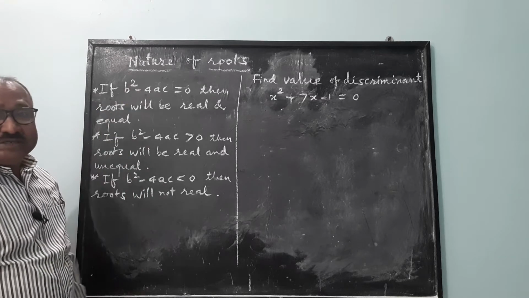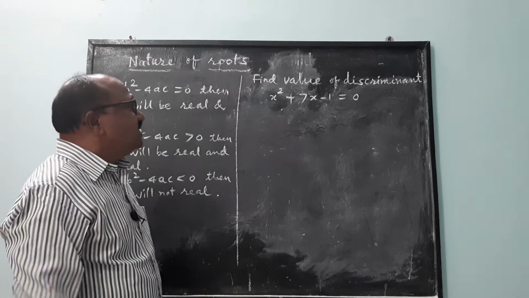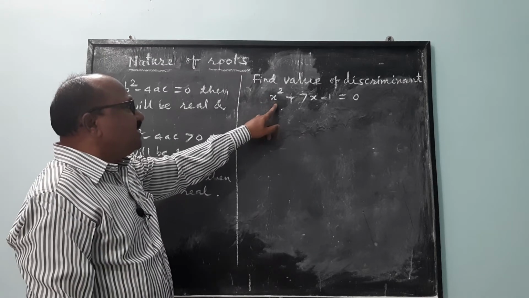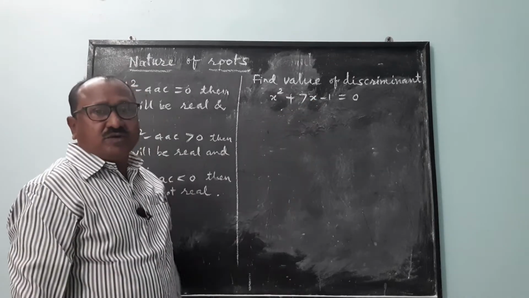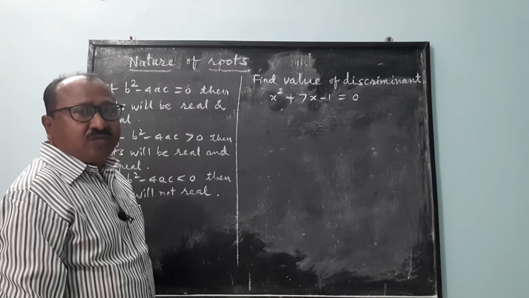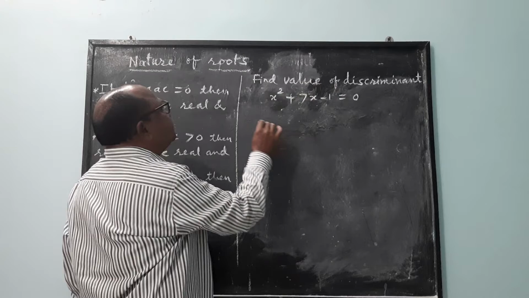Now one problem is written by me on the board to get value of discriminant. So question is like this, quadratic equation which is written by me is like this: x square plus 7x minus 1 equal to 0. You have to compare this equation with the general form of quadratic equation ax square plus bx plus c equal to 0.